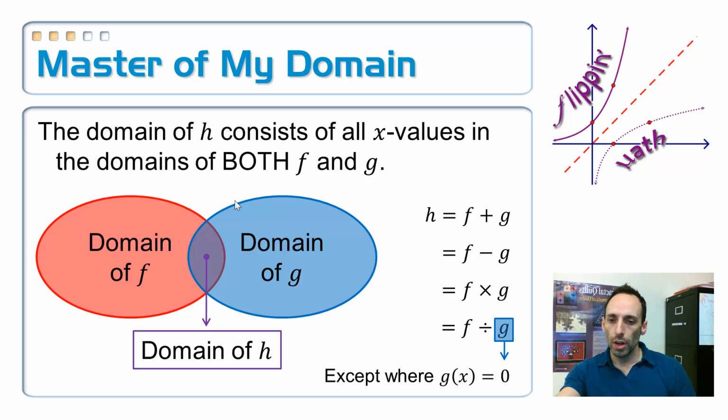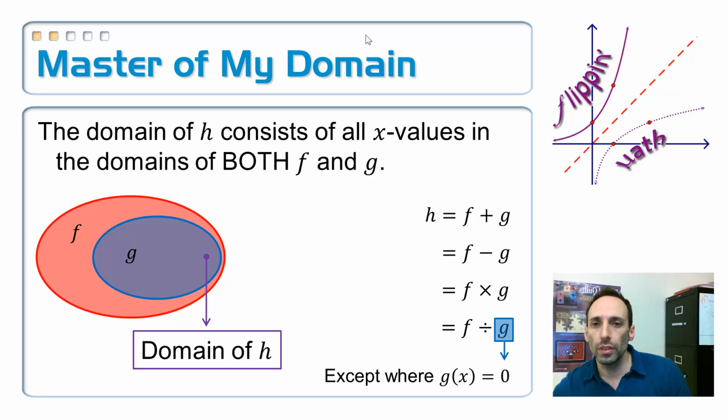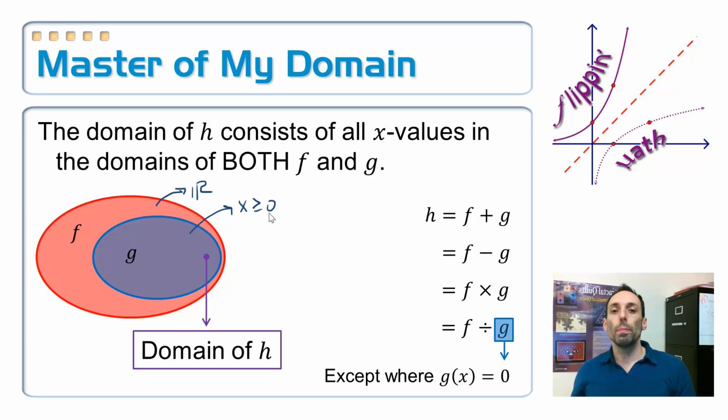So it's everywhere in that purple part except for whatever makes g of x equal to 0. Okay, so this is just a general case, and sometimes that general case might be a little bit different. Maybe the domain of g, the second function, is entirely within the other one. In other words, maybe the red part of this is all real numbers, and the blue part of this is just x is greater than or equal to 0, while the part that you only get to keep for the new function is x is greater than or equal to 0.